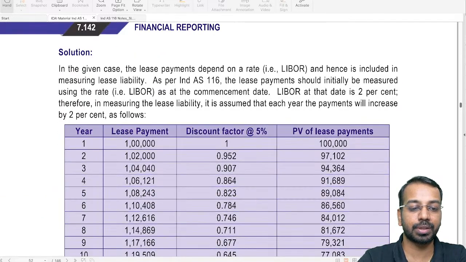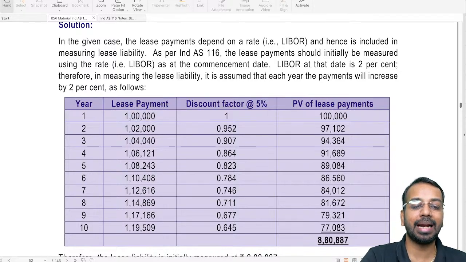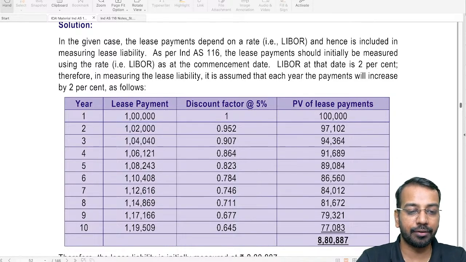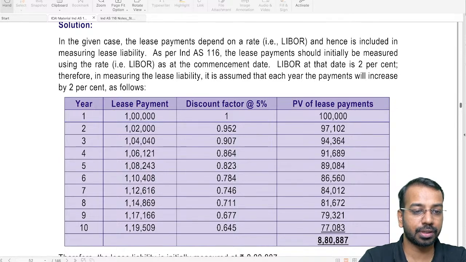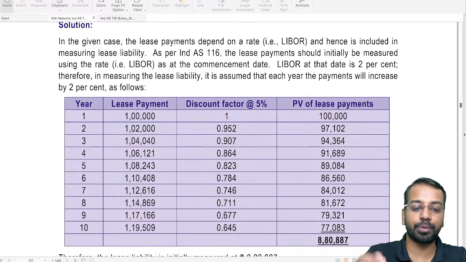Now, when LIBOR is 2%, what will we do? We know LIBOR is 2%. So every year, first year we will take 100,000, 1 lakh. Then we'll add 2% to it, 1 lakh 2,000. Then we'll add 2% to it. Now, in the examination, if these kind of questions come, it is very simple. 1 lakh into 1.02 equals, keep on pressing equals on your calculator, and you will get all the lease payments.